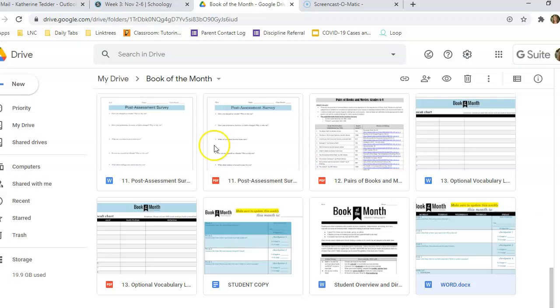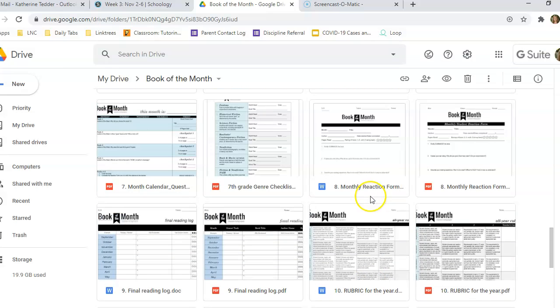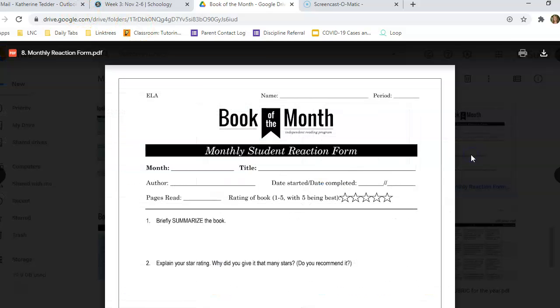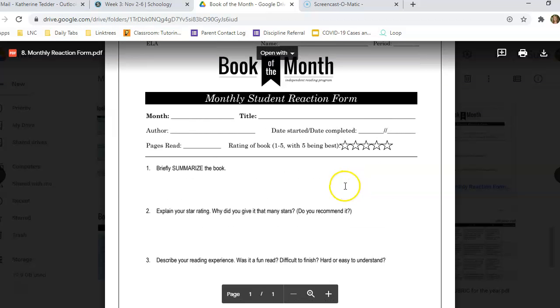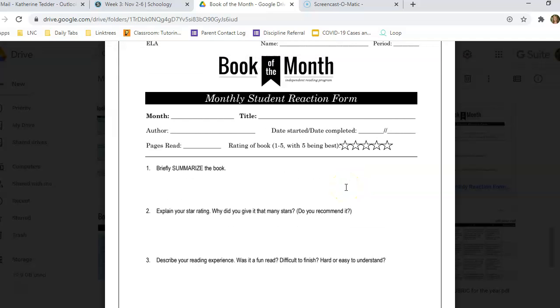You will still have your final reflection form that you have been completing, that looks like this. But this weekly accountability form is what you're going to be doing every Friday now to make sure that we do, in fact, have a book of the month, that we're reading it, and that we're on task.